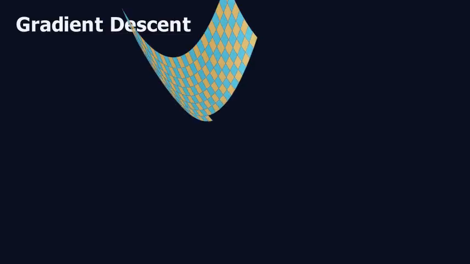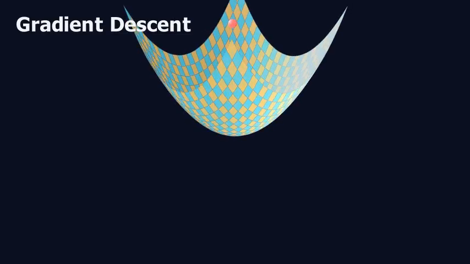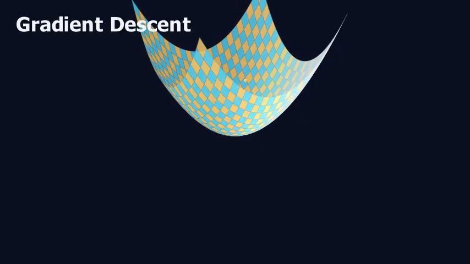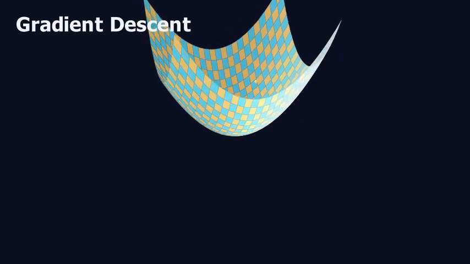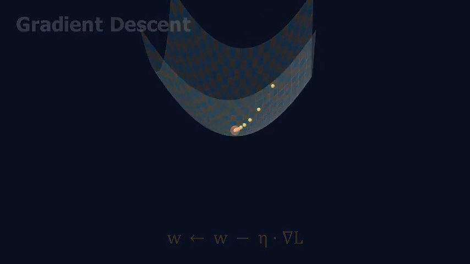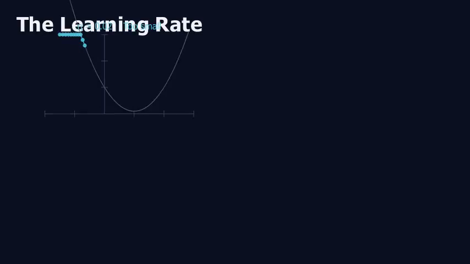Imagine the loss as a curved valley in 3 dimensions. Every point is a setting of the weights, and the height is how badly the network performs. The gradient is an arrow pointing uphill, the steepest way to climb. So we step in the opposite direction, downhill again and again and again, letting gravity guide us toward the lowest point. But how big should each step be?